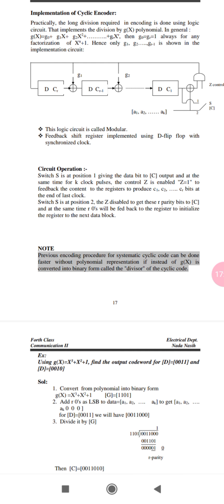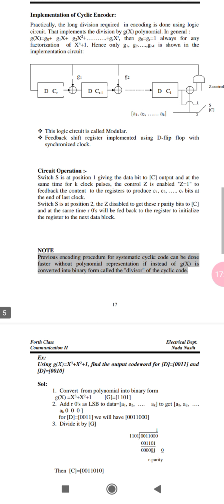Implementation of cyclic encoder. Next topic. The long division required in encoding is done using a logic circuit that implements the division by g of x polynomial. In general, g of x is equal to g0 plus g1x plus g2x square up to grx^r, right? Then g0 is equal to gr is equal to 1, always for any factor of x raised to n plus 1. Hence, only g1, g2 up to gr minus 1 are shown in the implementation circuit.